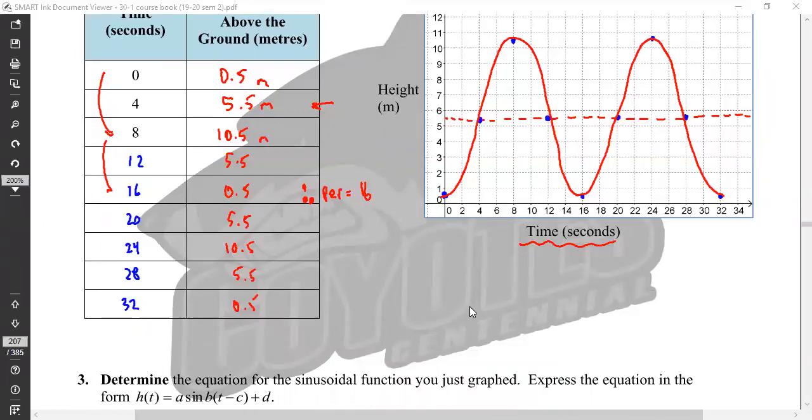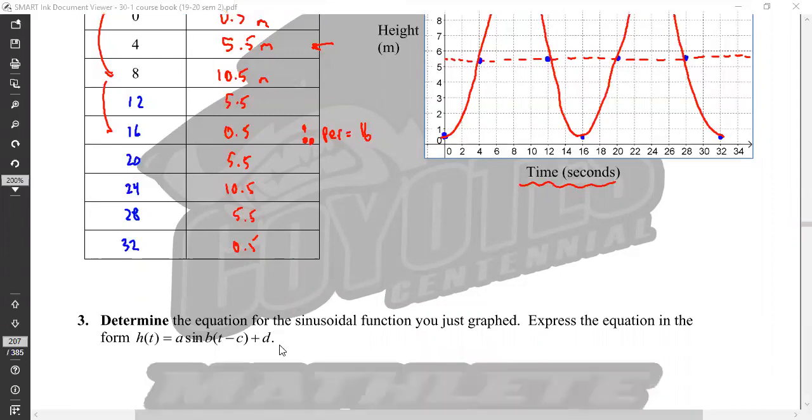Determine the equation for a sinusoidal function that we just graphed. Express the equation in the form h of t is equal to a sine b of (t minus c) plus d. Okay, so we have our parameters a, b, c, and d. We have our variables of t and h of t, and we know what those all end up being now. It's asking us to graph it as a sine graph. It doesn't technically say whether a is positive or a is negative.